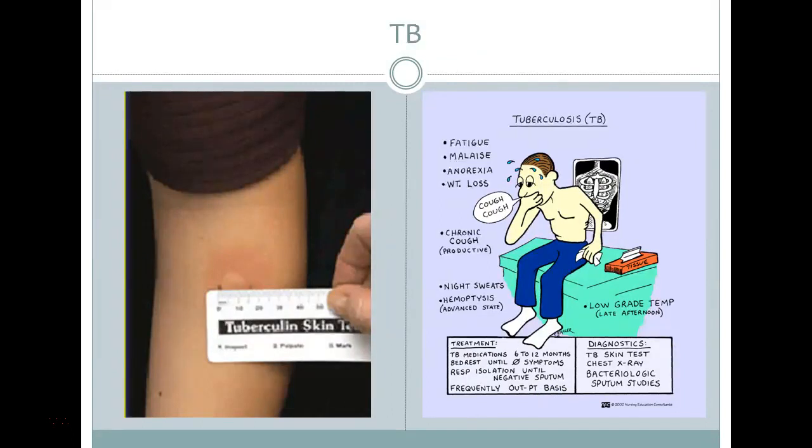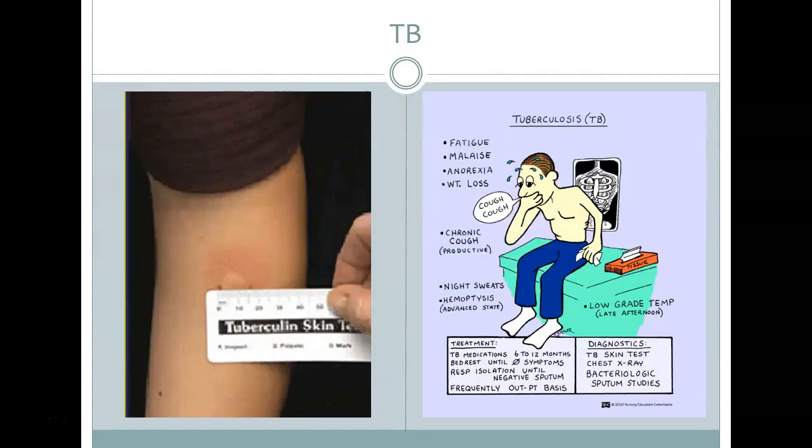Again, a positive PPD test is measured at 10 millimeters or higher. The actual raised area, not the redness around it that you're seeing on the screen, has got to be 10 or more to be an actual positive PPD.